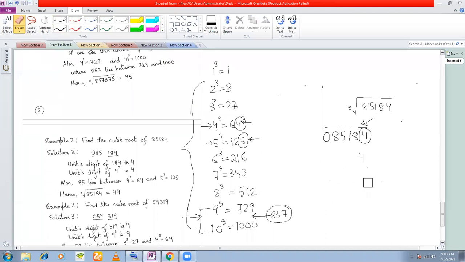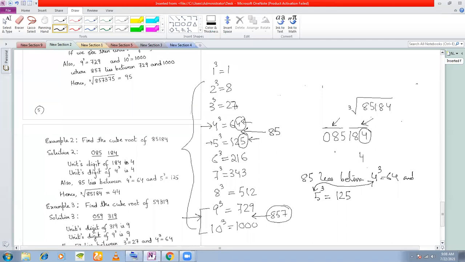Now we look at the second group. The second group is 85, this one. Now 85 lies between which two perfect cubes? If you see, 64 and 125, 85 lies somewhere over here. So 85 lies between 4 cube equal to 64 and 5 cube equal to 125. What are the numbers here? 4 and 5, right? Which is the lower number?